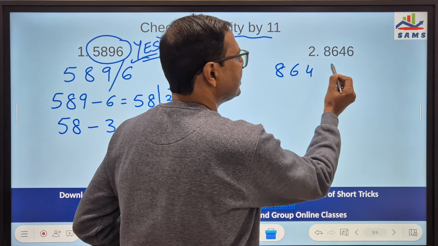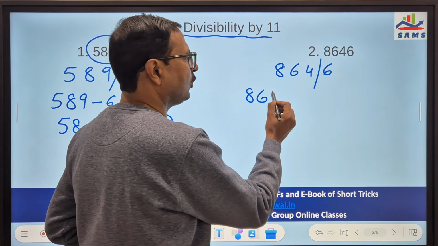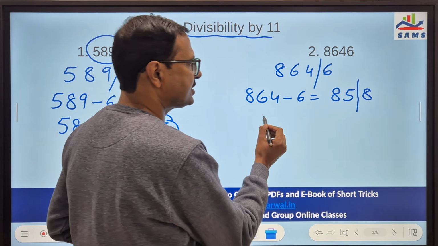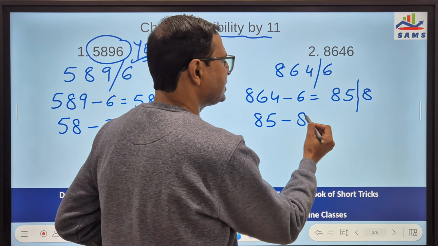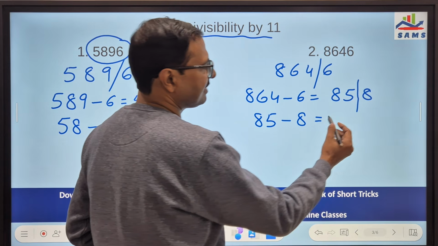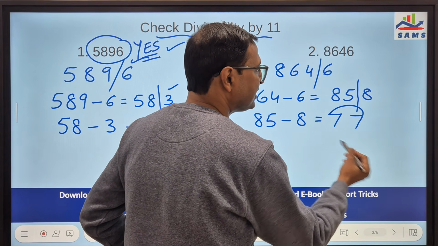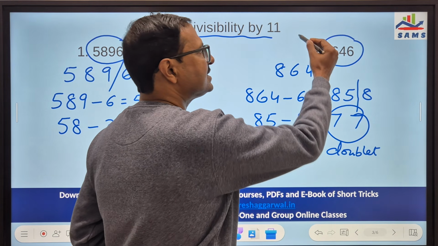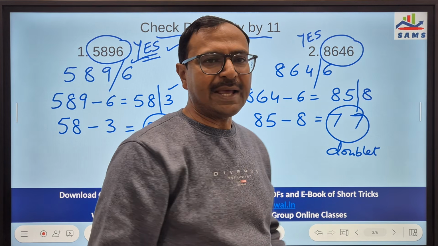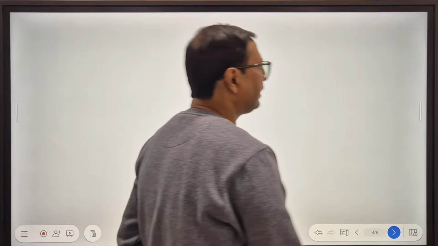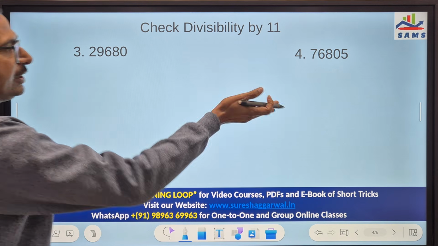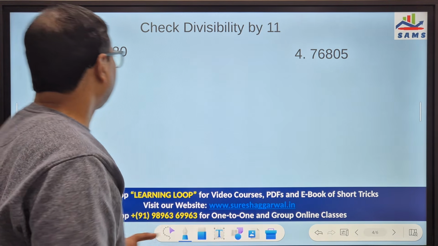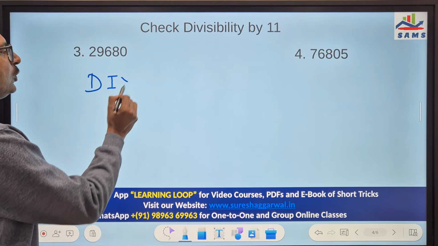8646. How do you do this? Separate out the last digit. 864 minus 6 gives me 858. Separate out the last digit. 85 minus 8 gives me 77, right? And 77 is a doublet, and once you get a doublet, you know that your number 8646 is divisible by 11. So likewise, you can go on and on. You can check big numbers as well. So here we have two different numbers which you can check whether they are divisible by 11 or not. I'll leave this as a DIY for you, so you can do it yourself.